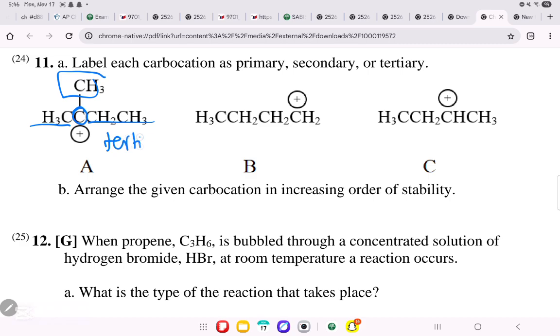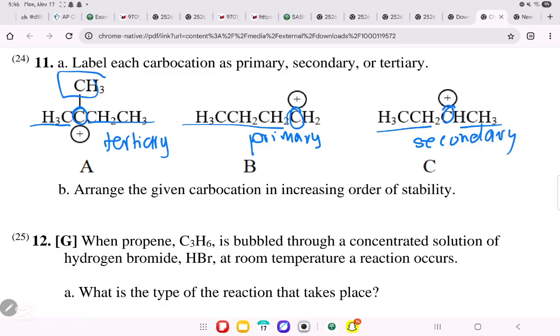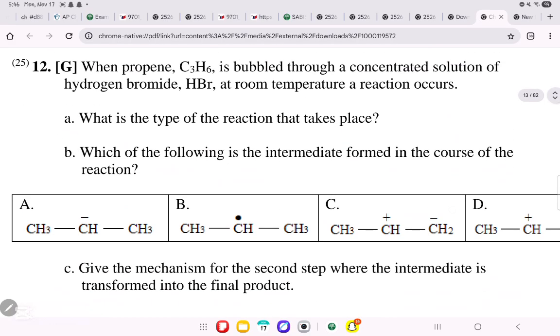That means this is what? That means this is tertiary. This carbon over here is connected to only 1, so this is primary. And this carbon over here is connected to 1, 2, so it's a secondary. Now they said arrange the given carbocations in increasing order of stability. Tertiary is more stable than secondary, which is more stable than primary. Okay, we'll move on to question number 12.